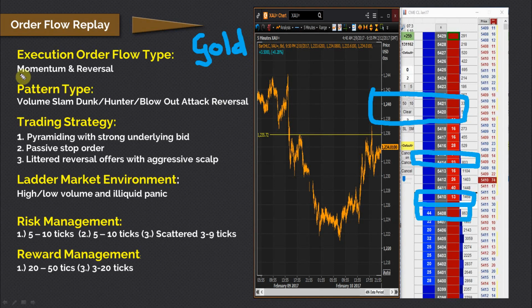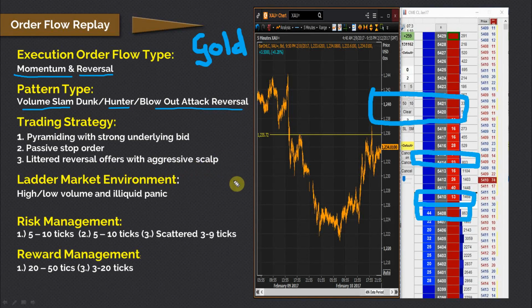And the plays, as we mentioned before, are momentum and reversal. Let's also minimize this. So we'll be looking at a momentum and a reversal type play. We'll be looking at the volume slam dunk, the hunter, and the blowout, attack, reversal trading strategy. So three strategies we'll be looking at. Pyramiding with a strong underlying bid, a passive stop order, and then a layered reversal offer with an aggressive scalp.